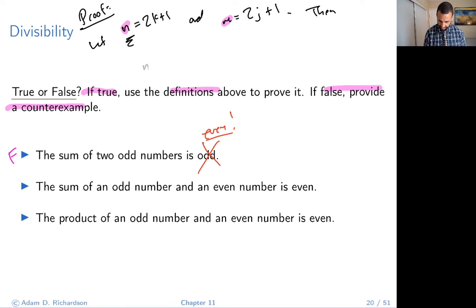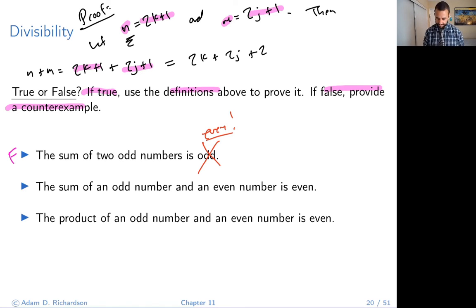All right, then let's add these together. And I'll actually write this over here. n plus m is equal to 2k plus 1 plus 2j plus 1, right? I'm just substituting these in. And then I'm going to move some things around. I can rewrite this as 2k plus 2j plus 2. I can combine the ones, right?